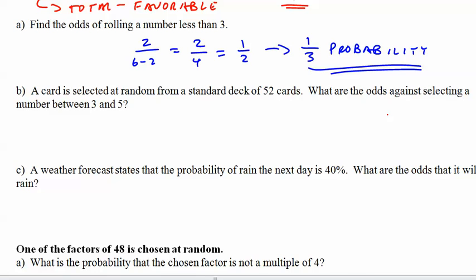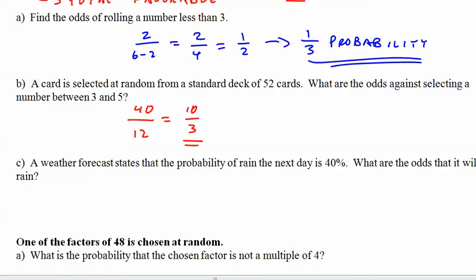3 and 5. Goodness gracious. So failure would be picking 3s and 5s. There are 4 3s, 4 4s, and 4 5s. So that's 12. There's 52 cards in the deck. So that's 52 minus 12. There's a 40, which we have to reduce. The odds are 10 over 3 that you will pick a card that's not a 3, 4, or 5.